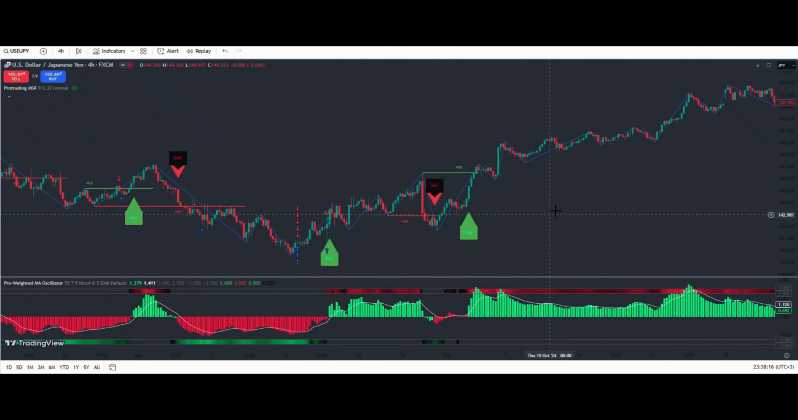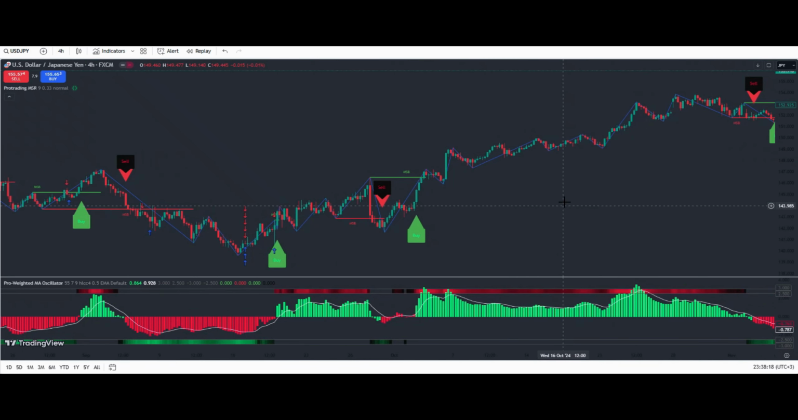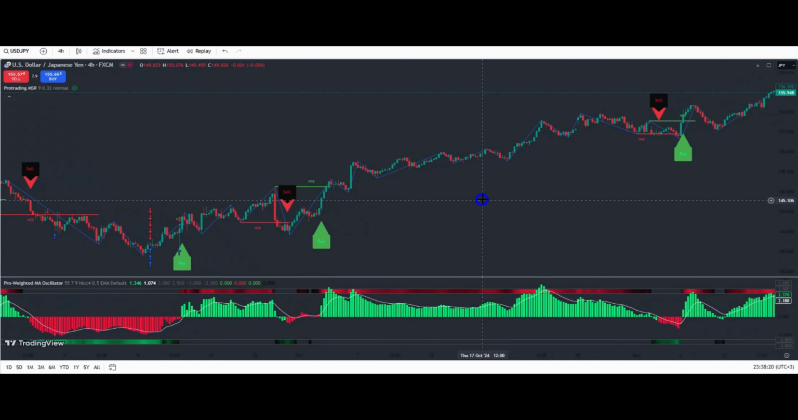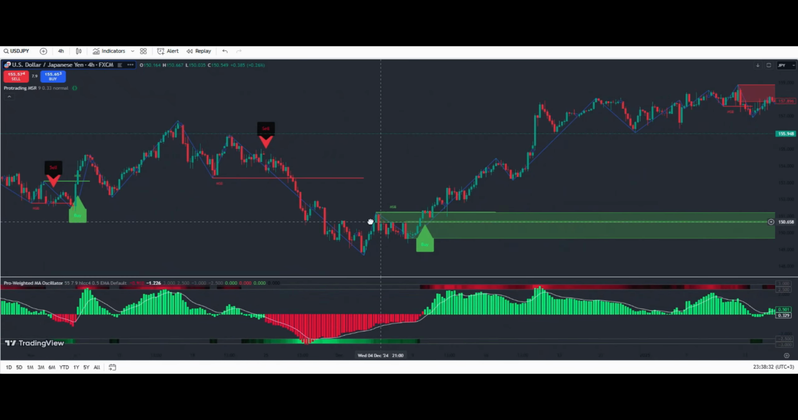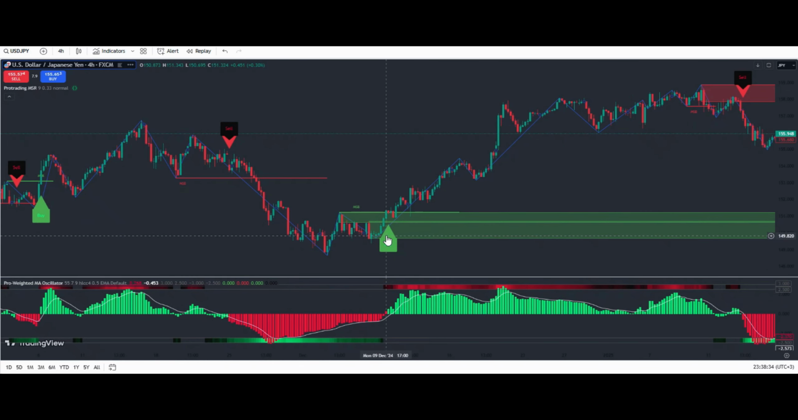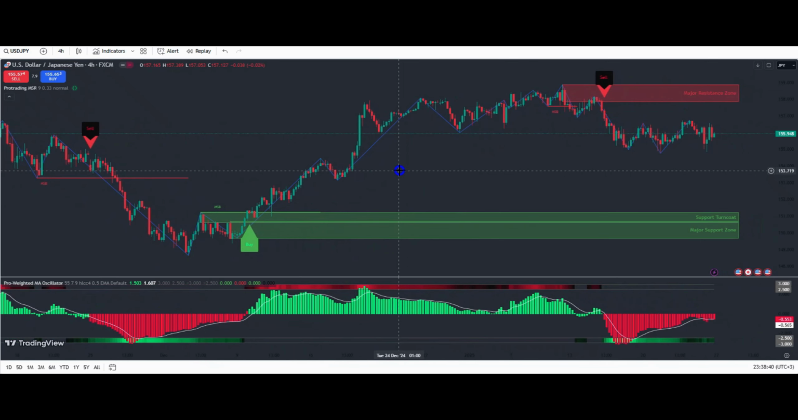So without wasting much time, you see these two indicators on the chart. One is our pro wave oscillator, which gives us these signals which you see on your chart, and we have the second one, which is the support and resistance. These are the ones here on the chart.